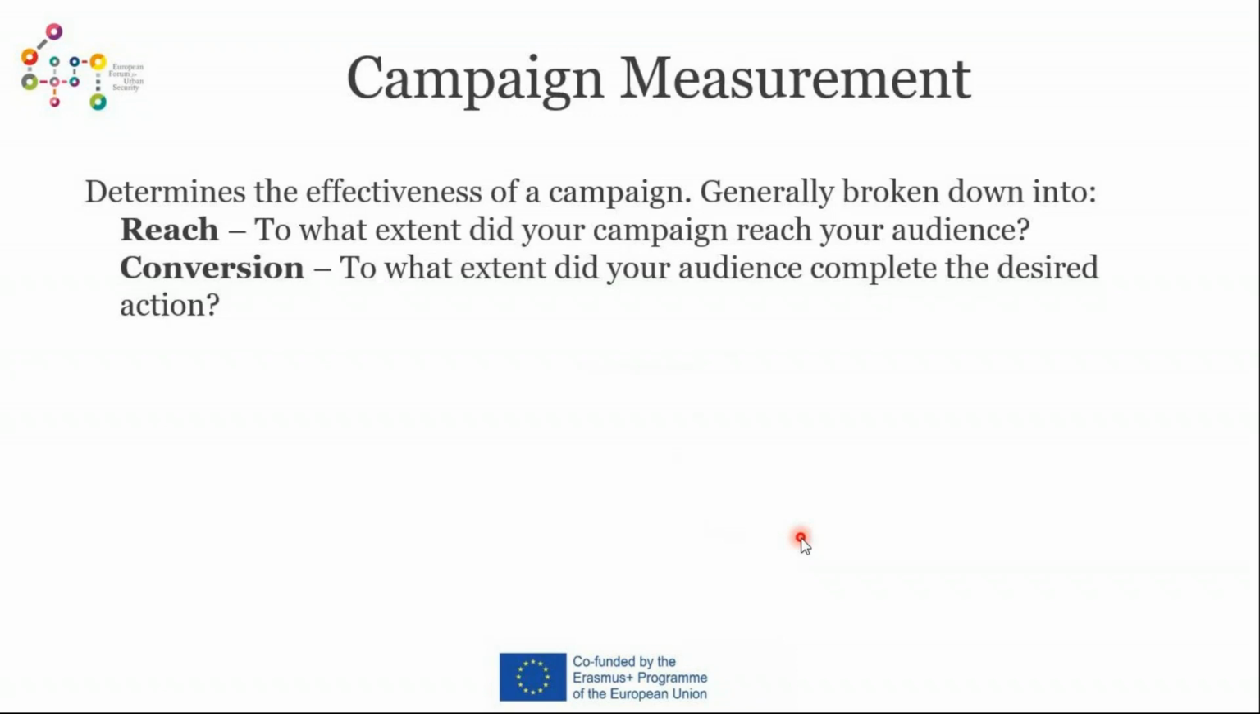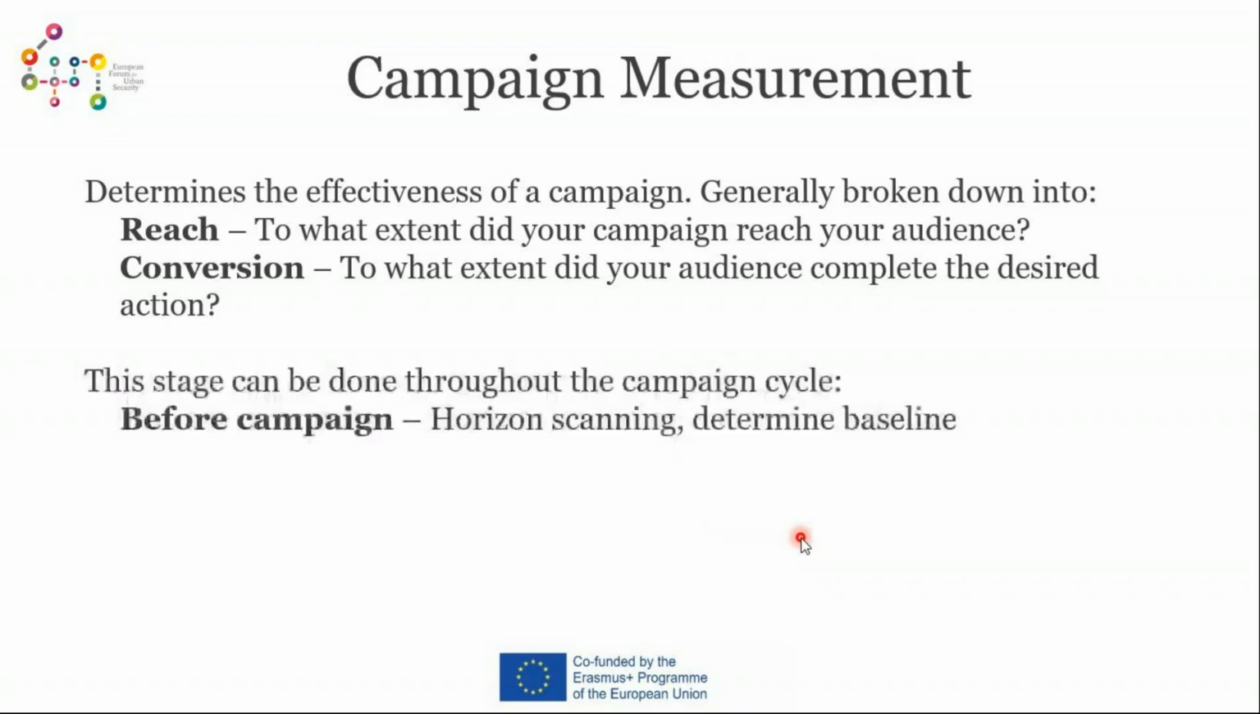So how many people saw your thing? To what extent was your campaign exposed to people? And then how many people did the thing that you wanted them to do? And that stage can be done throughout the campaign cycle, because you can do it before the dissemination of the campaign starts, because you may use it for what's termed horizon scanning, which is just determining what the landscape looks like currently. Are people talking about this thing? Why do we need a campaign here? And that could be done during the ideation stage.